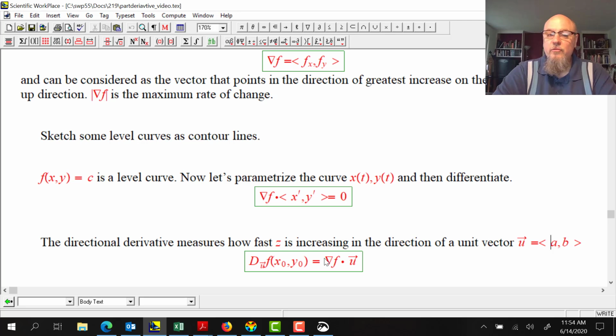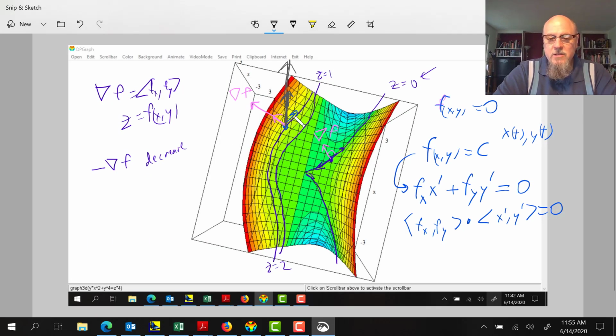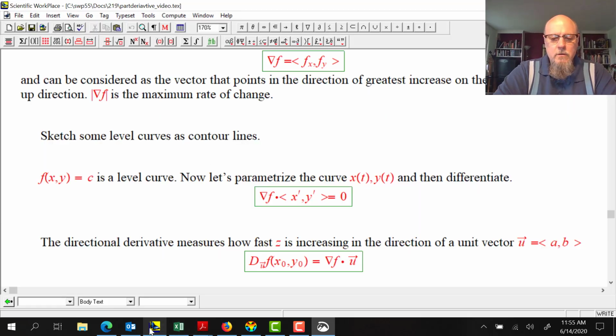How much of that straight up the hill vector is in the direction that I'm going? Now, if the direction that I'm going is in the level curve, say I pick that direction, well, it shouldn't be going up at all. That's why the dot product gives me 0.